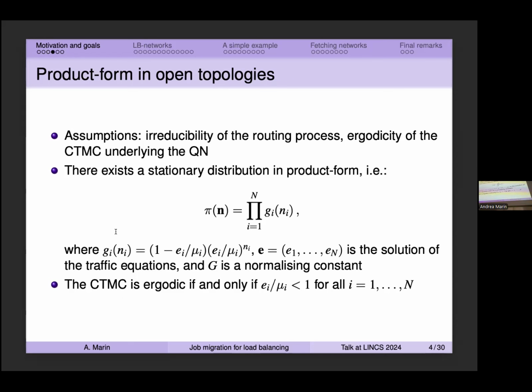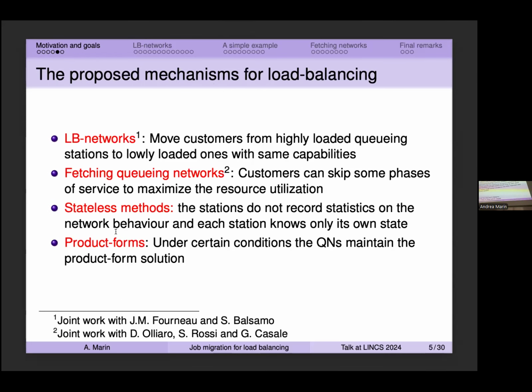Very similar is the result for open networks. Here you see I omitted the normalizing constant because it's very simple to obtain, normalizing each component in isolation. Then you have the normalization of the model. So this is what is really well known from the literature.